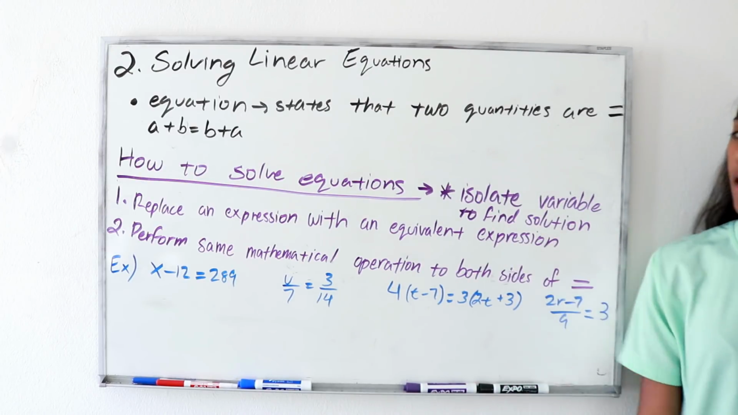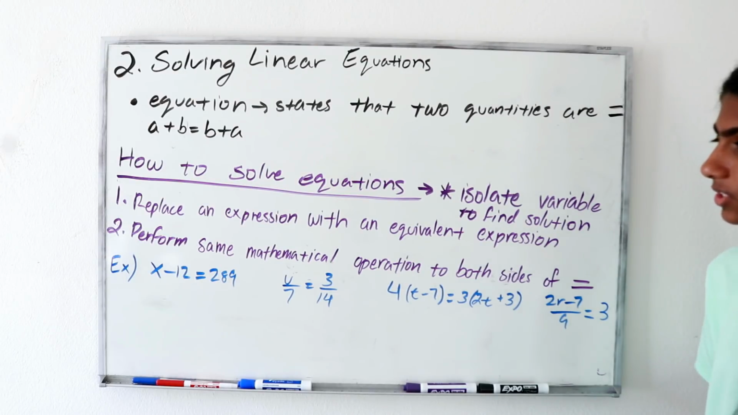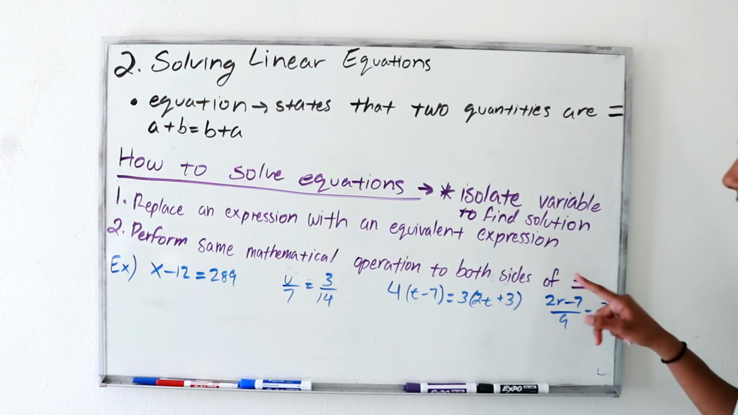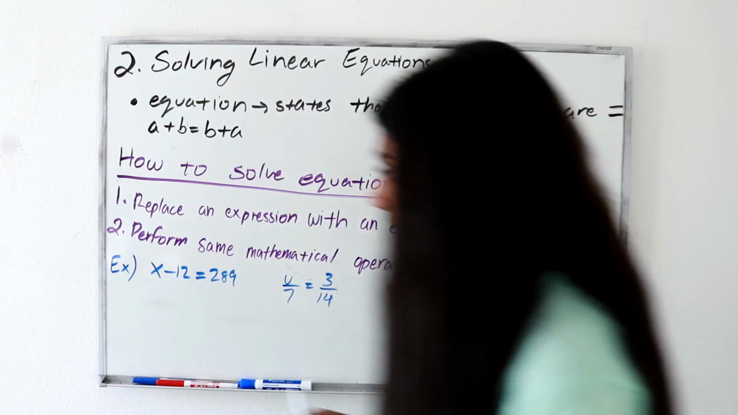And there's two ways you can do this. You can replace an expression with an equivalent expression, or you can perform the same mathematical operations to both sides of the equal sign. So you can either do one of these things or do both of them. So let's look at these examples right here.